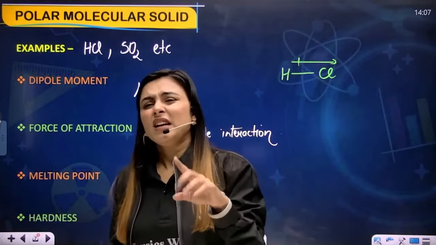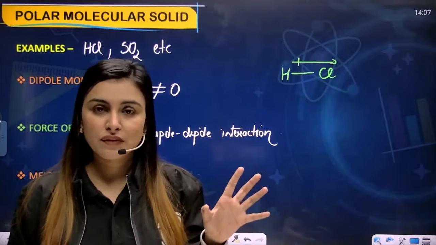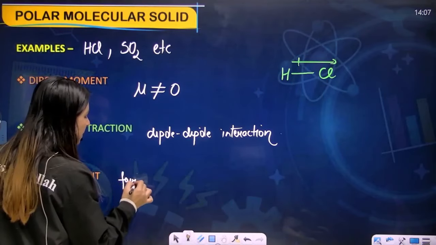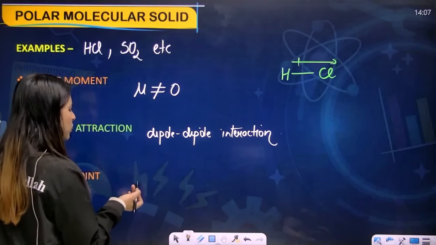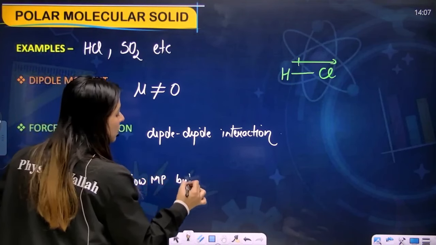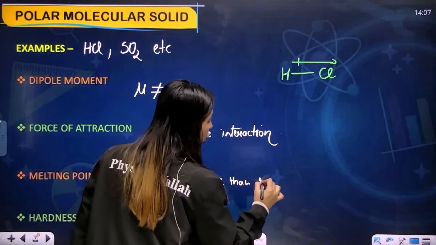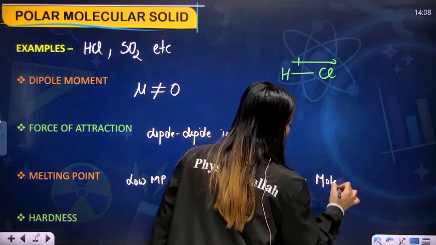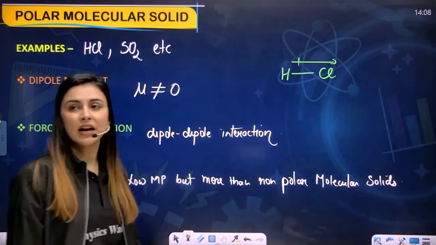Now, but still, it will have very low melting point. These forces are also not very strong forces of interaction. So, we'll say that it has fairly high melting point. No, let's say it still will have low melting point, but more than non-polar molecular solids. Okay, perfect. I hope you're clear with this.